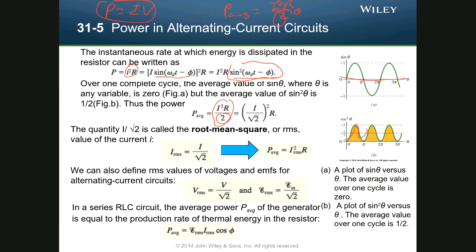All right, so the average value of these constants is just the constants, so you get I squared R over 2, and what you'll notice is that they call this the root mean square power because you can sort of make it look like a current term squared times a resistance, and if you define this as the root mean square current, you'll notice that the average power looks like the DC power, but now it's just in terms of this RMS current.